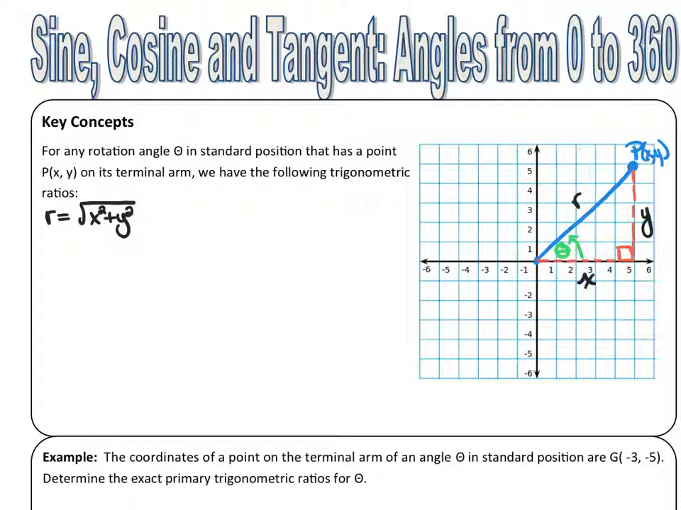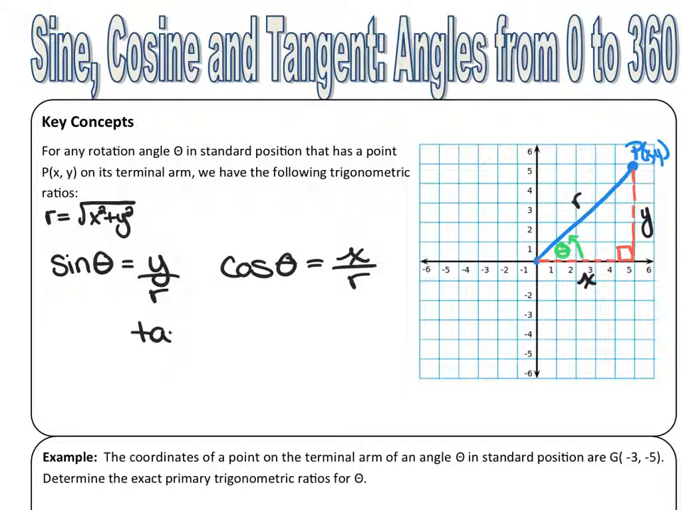But what that means also is that sine of theta anywhere is equal to our x over r, cos, oh my gosh, I did that wrong. Let's go back. Sine is y over r. Cos is x over r. And which leaves us to have tan as y over x.